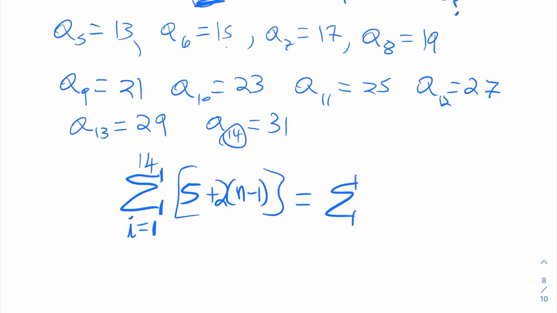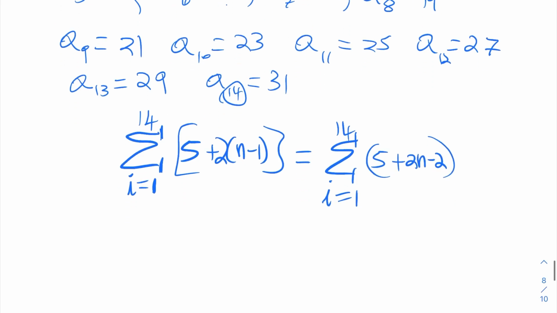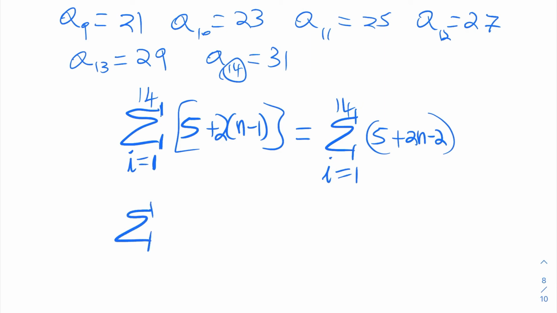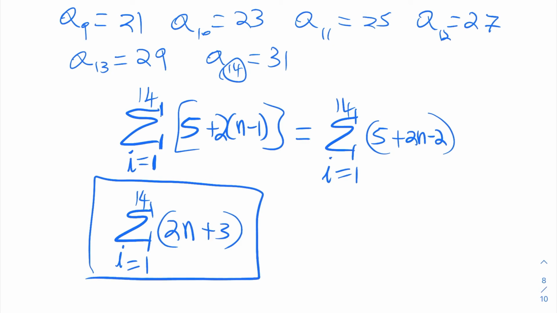But this is the summation then. From I equals 1 to 14, you can distribute the 2 to get 5 plus 2n minus 2. Or finally, the summation from I equals 1 to 14 of 2n plus 3. This would be that sum using summation notation.